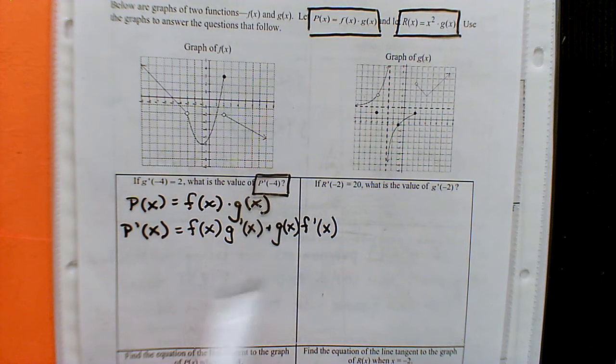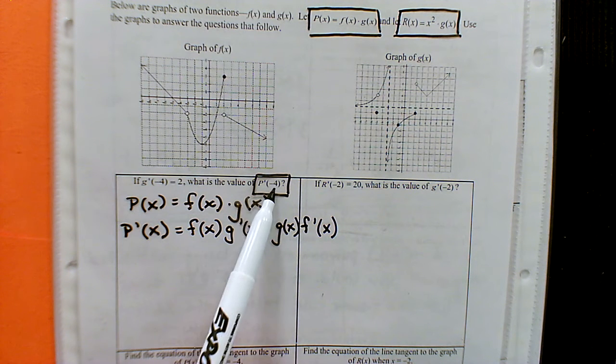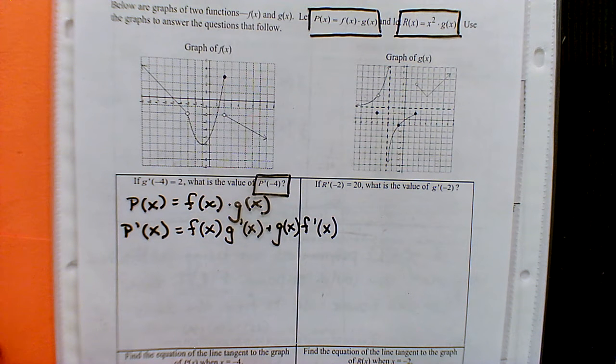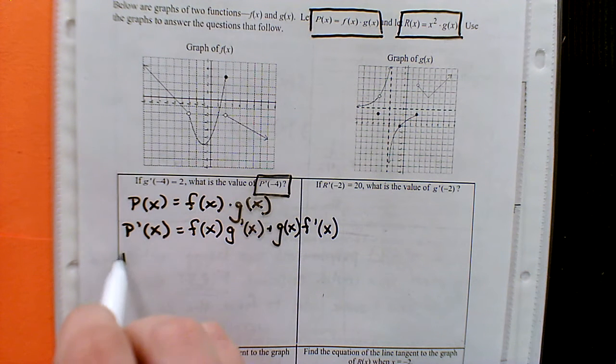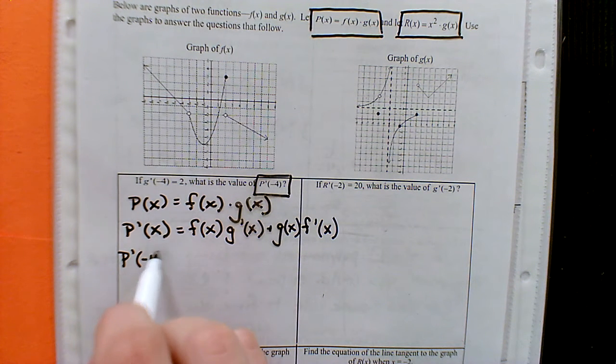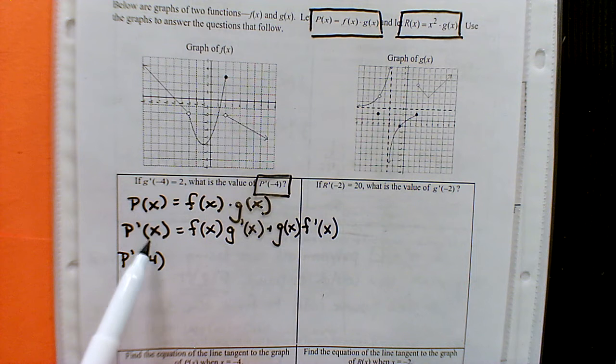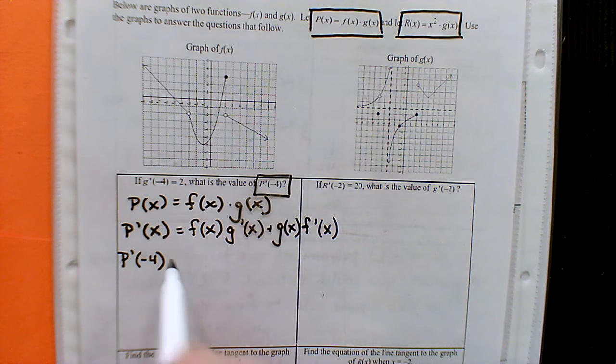So if that's our derivative, and we're trying to figure out what's the derivative at -4, what do you want to do? What are we going to do with the -4? Plug it in for x. Notice how that -4 took the place of that x value.